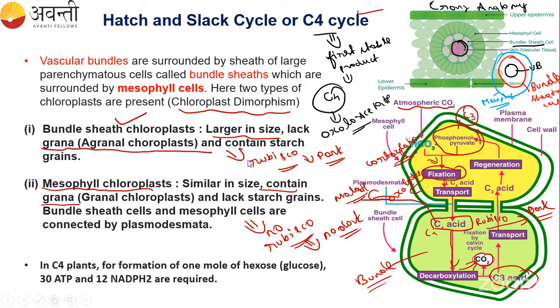The main C4 plants are sugarcane, maize, and all these things come under C4 plants. In the C4 plant, there is no photorespiration taking place, because the mesophyll does not contain the Rubisco enzyme. The carbon dioxide is concentrated in the bundle sheath cell. That's the reason. Okay, fine.